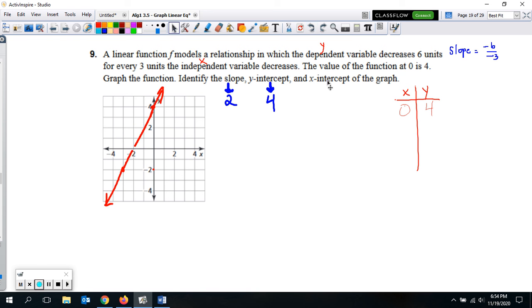And then we can see, okay, now we can identify the last thing here. What's the x-intercept? Where does it cross the x-axis? And you can see that's right there at negative 2. So the x-intercept, where it crosses the x-axis, is negative 2.